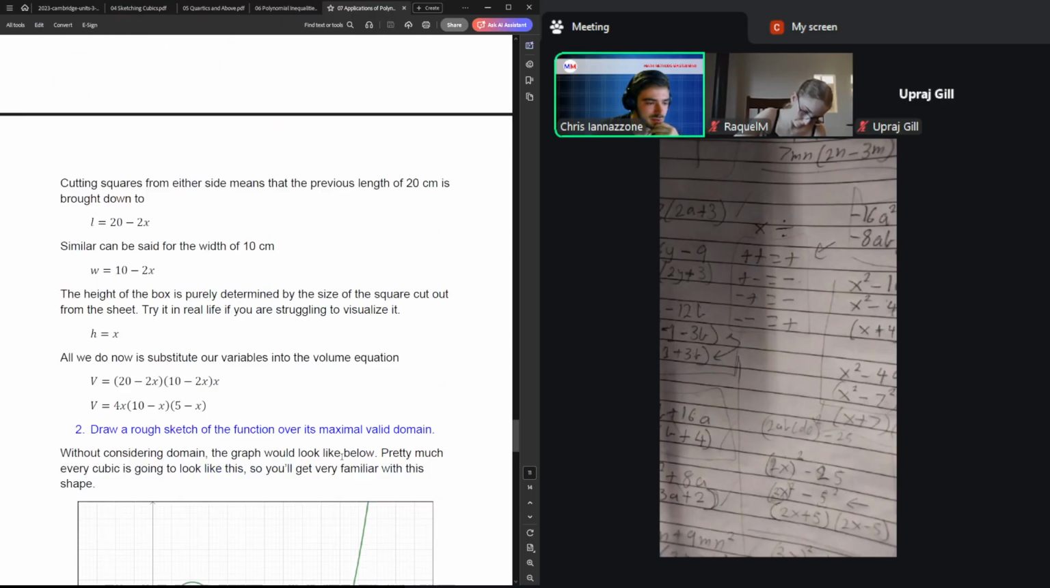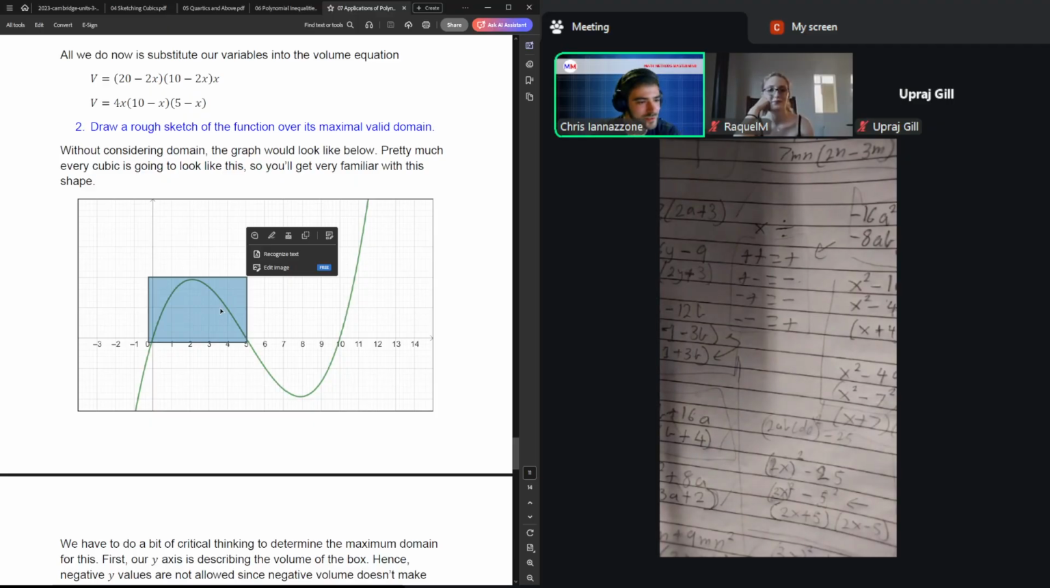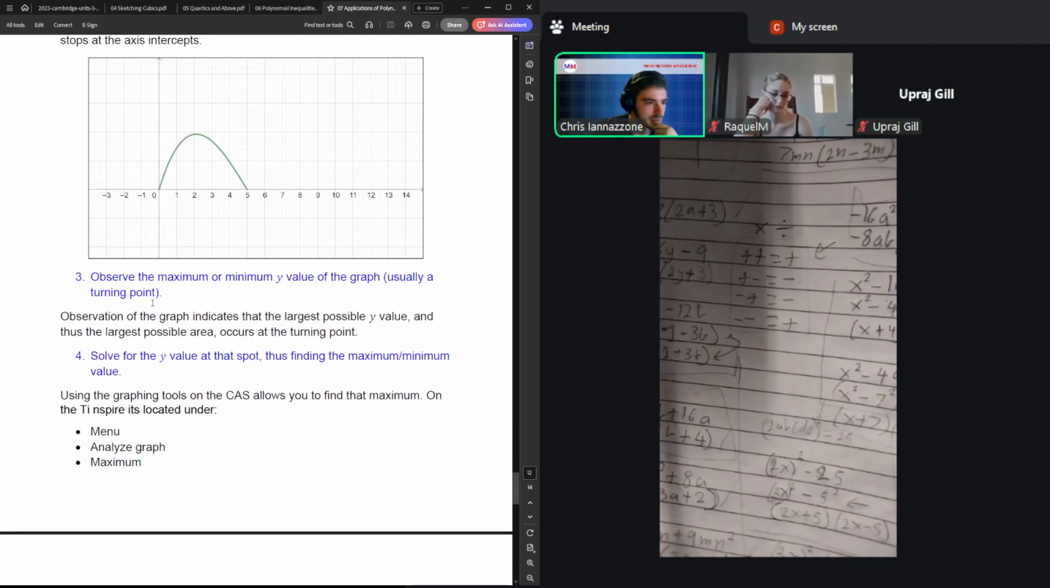So you've got to do a bit of critical thinking to figure out what's the actual valid domain. Or once you've seen it enough, you just realize it's always just this hump here. That's just pretty much what it always is. So that's a little cheat sheet thing for you. So sure enough, we get a little hump. You want the maximum? Well, there it is.